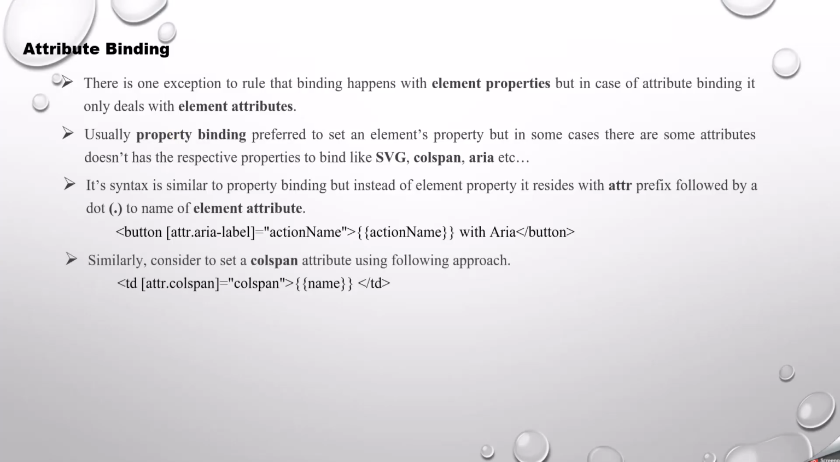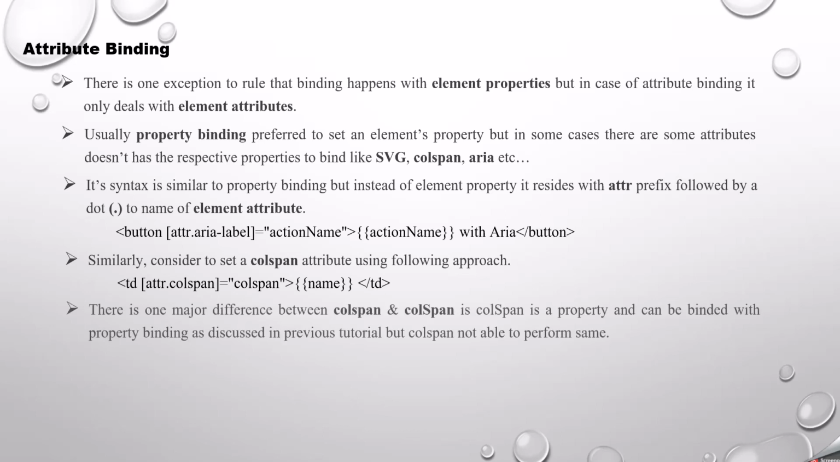So what's the next point? Similarly, consider setting colspan, like what we just saw. There is one major difference between colSpan and colspan. You can see this one is in camel case, guys, and this is simply normal writing, with no case applied, simply lower case format. When you write colSpan, it is a property and can be bound with property binding, as I discussed in a previous tutorial, but colspan is not able to perform the same. So when you write it the lowercase way, it can't be bound with property binding.